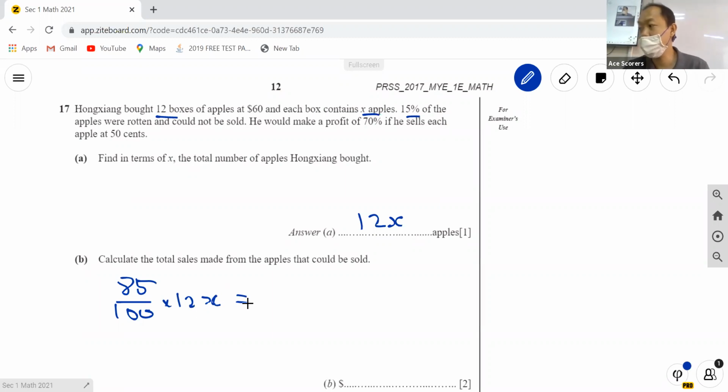Okay, 85 over 100 times 12x, so 0.85 times 12 is 10.2x. So 10.2x is the number of apples that could be sold. And he's going to sell them at 50 cents each, okay?